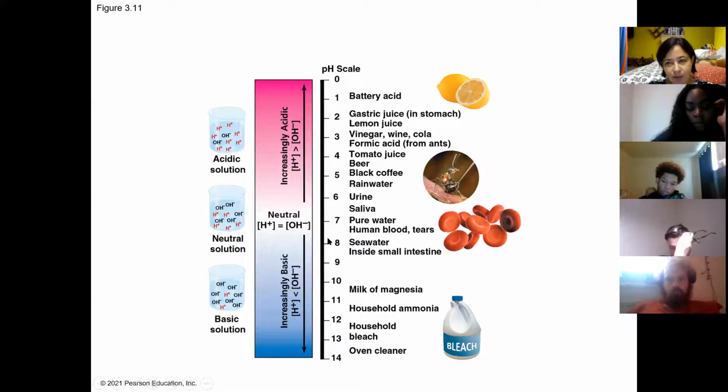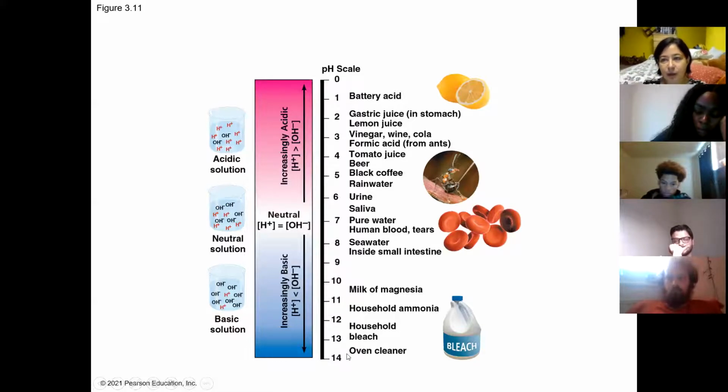Now, 6.99 will be slightly acidic. 7.01 will be already slightly alkalinic. So neutral is just 7. From 7 to 14, these are bases.